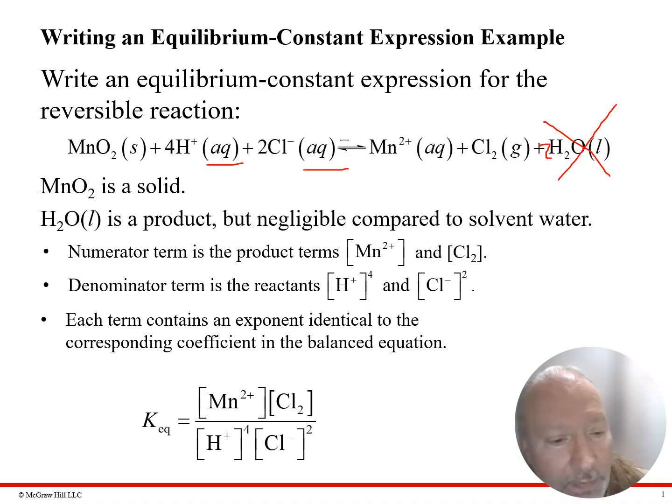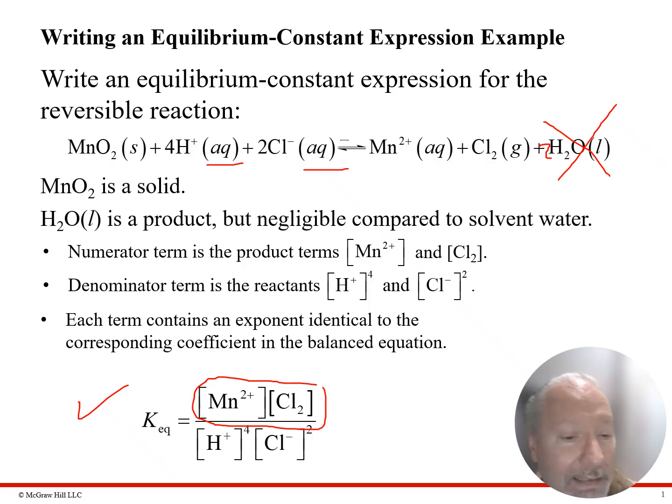So we come up with the KEQ. The products go on top. Just as a review, the products go on top. We put an exponent to whatever number is in front of the product manganese. There is only a 1 here, so that is only raised to the first power. We have Cl2. There is only a 1 here. It's not showing, so that's only to the exponent 1. We don't need to show that.